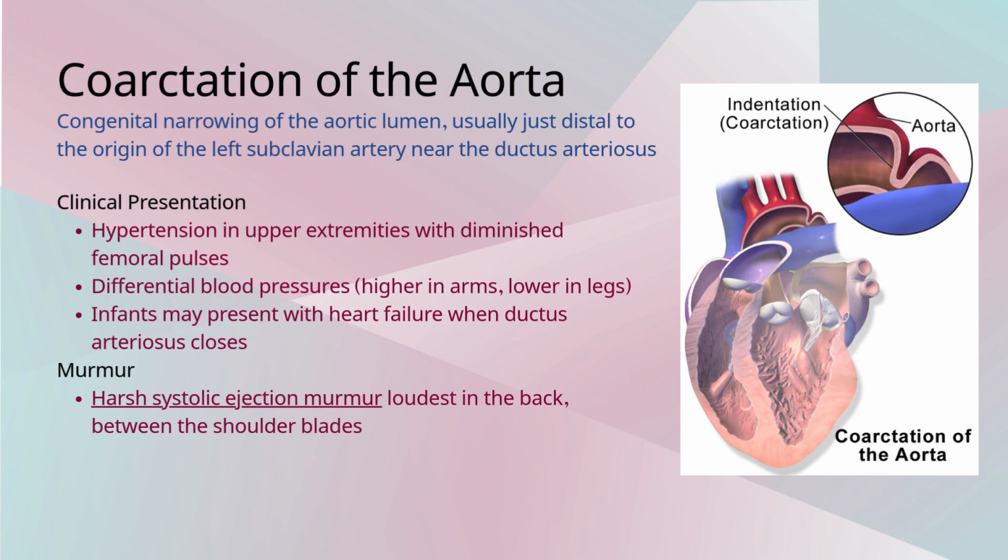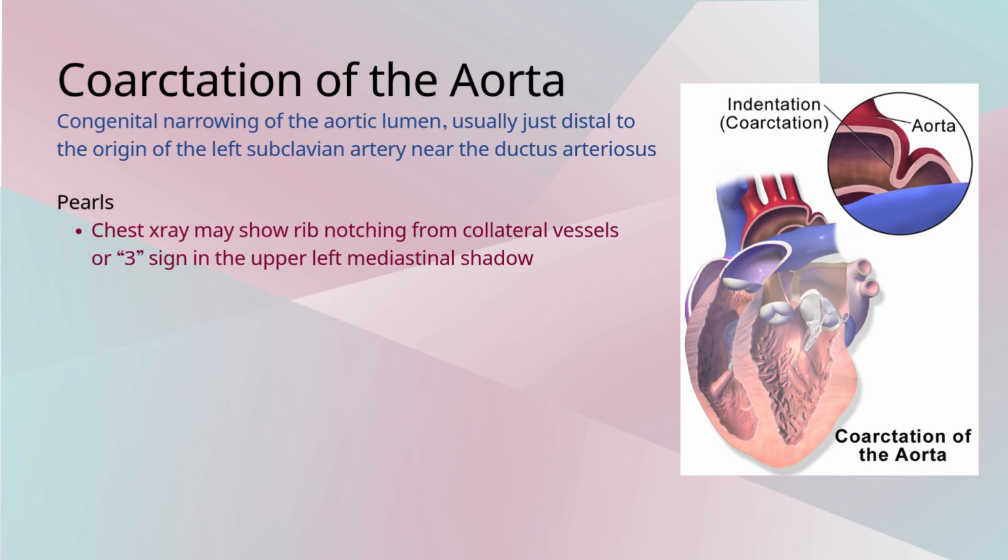And the most classic finding about this murmur is that it's best heard on the back, specifically over the left interscapular region between the shoulder blades. A few other pearls you may see. The chest x-ray can show this rib notching, and that's from those collateral vessels we talked about. Or you might see a 3 sign on a chest x-ray, and that's from the actual shape of the aorta with the notching.